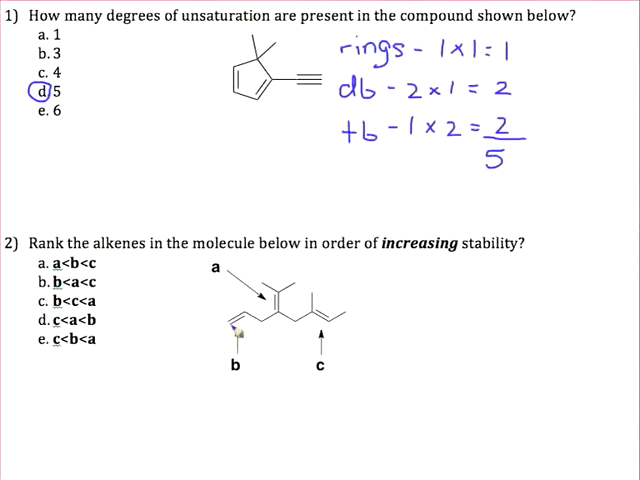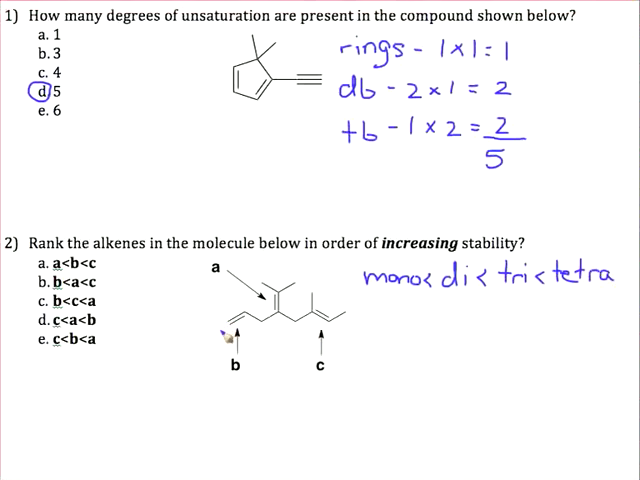Okay, in question 2, it asks us to rank the alkenes in order of increasing stability. So what we have to do is look at the substitution pattern for the alkenes. And remember that as far as stability goes, a mono-substituted alkene is less stable than a di-substituted alkene, which is less stable than a tri-substituted alkene. And finally, the tetra-substituted alkenes are the most stable.